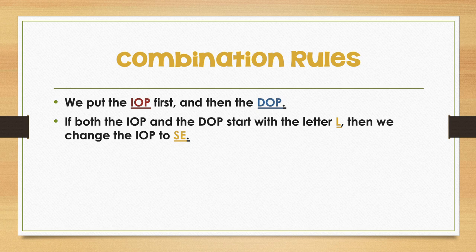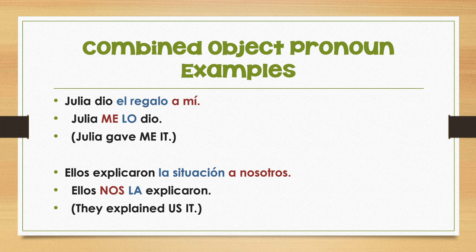But if they both start with the letter L, it's a tongue twister. We don't like that. The IOP has to change to se. So if we ended up with le la, not going to do that, say se la. If we ended up with le lo, not going to do that either, say se lo. If we ended up with les los, nope, say se los. So the first one will turn into se. All right, let's go ahead and look at an example. As we go into these combined examples, I'm going to be using blue for the direct objects and red for the indirect objects. If you would like to color code, may I recommend that?